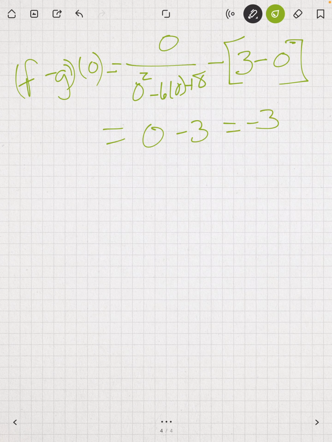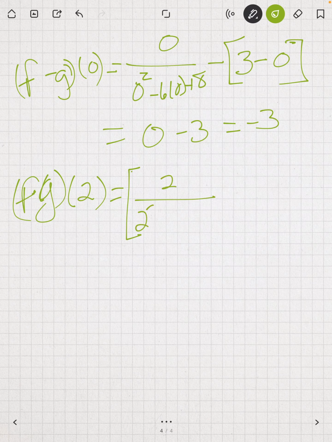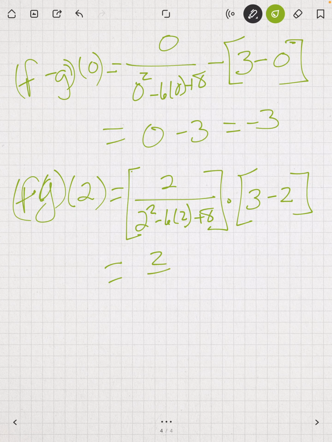And then we can look at f times g of 2. So again, let's go ahead and put some big brackets so we don't lose track. Plugging in a 2, we have 2 over 2 squared minus 6 times 2 plus 8, times 3 minus 2. 2 squared is 4. Minus 12 is negative 8, plus 8 is 0. We get 2 over 0.